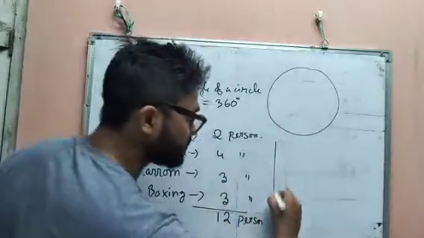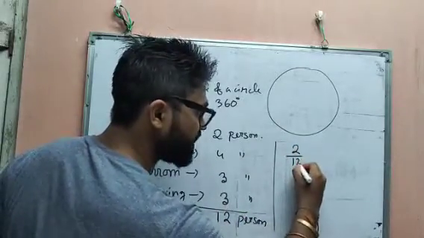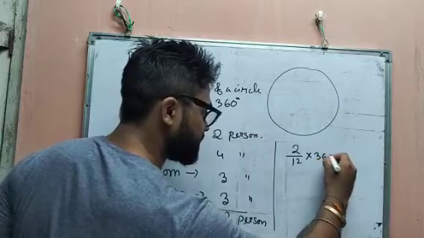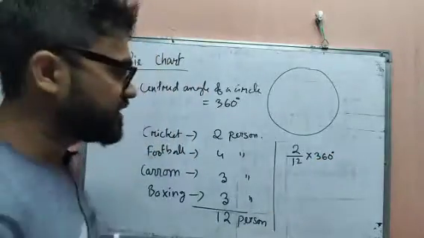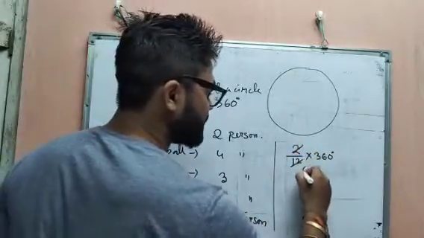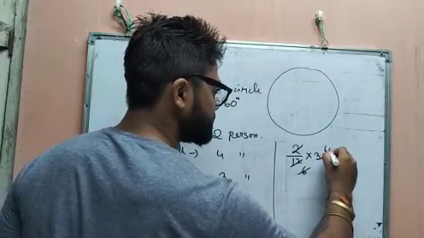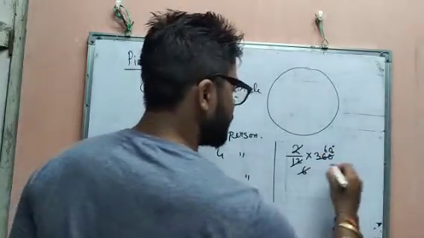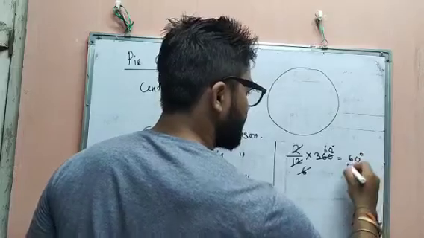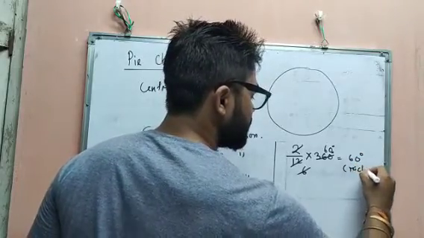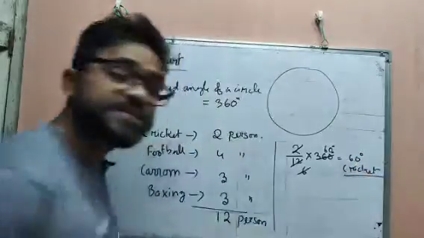So you have to do one thing: 2 divided by 12 into 360 degrees. When you do this, 2 divides 12 six times, and 360 divided by 6 is 60 degrees. So for cricket, how many degrees have we got? For cricket we are getting a 60 degree angle.